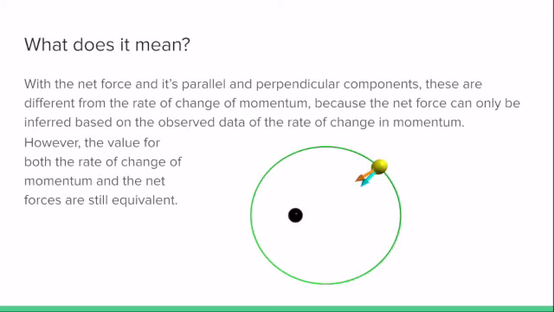So, what does this mean? Well, with the net forces and its parallel and perpendicular components, these are different from the rates of change of momentum because the net force can only be inferred based off the observed data of the rate of change in momentum. However, the value for both of these are still equivalent.